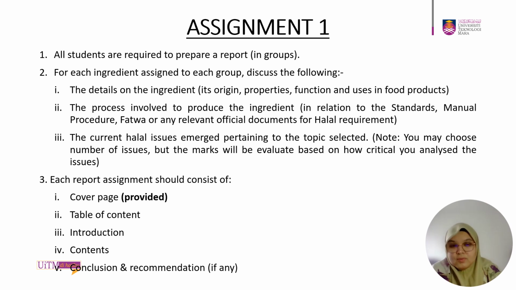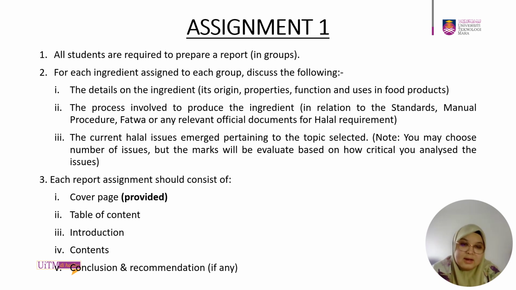So for every ingredient that has been assigned to each group, particularly the content, what you have to put into your assignment, number one, is the detail on the ingredients: the origin, the properties, the function, and uses in food products. Maybe for example for gelatin, where does gelatin come from? Is there any halal source or haram source of gelatin? And then how about the properties? Properties maybe in terms of the physical property, is it in powder form, liquid form, or solid form? And then uses in the food industry. So what is the function or use of gelatin in the food industry, for example?